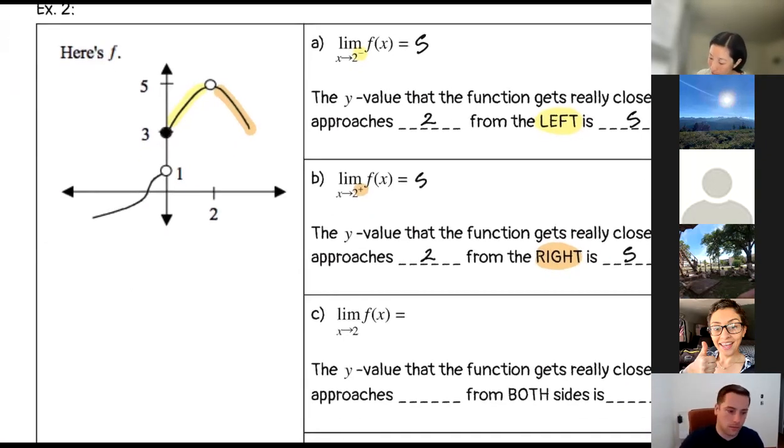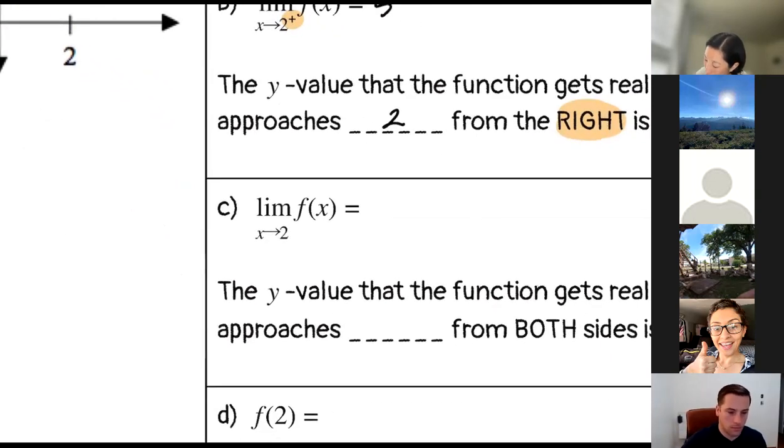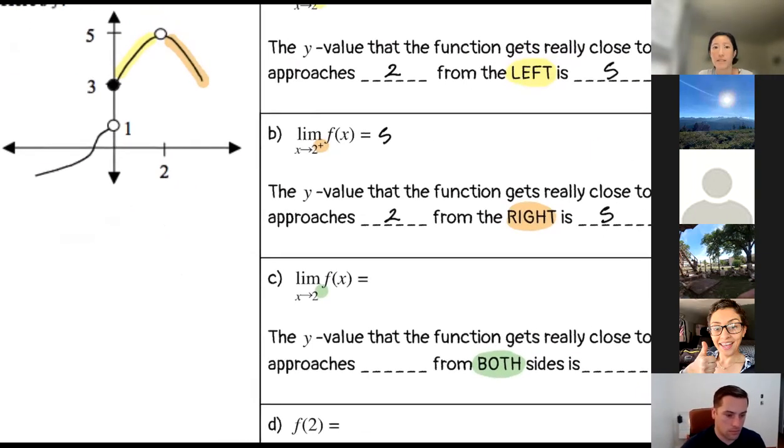What about this one, part C, where we're looking from both sides? We know that because there's no plus or minus. From both sides, it looks like we are getting really close to 5. One indicator of that is when you look from the left and you look from the right, you get the same number. That number is your limit.